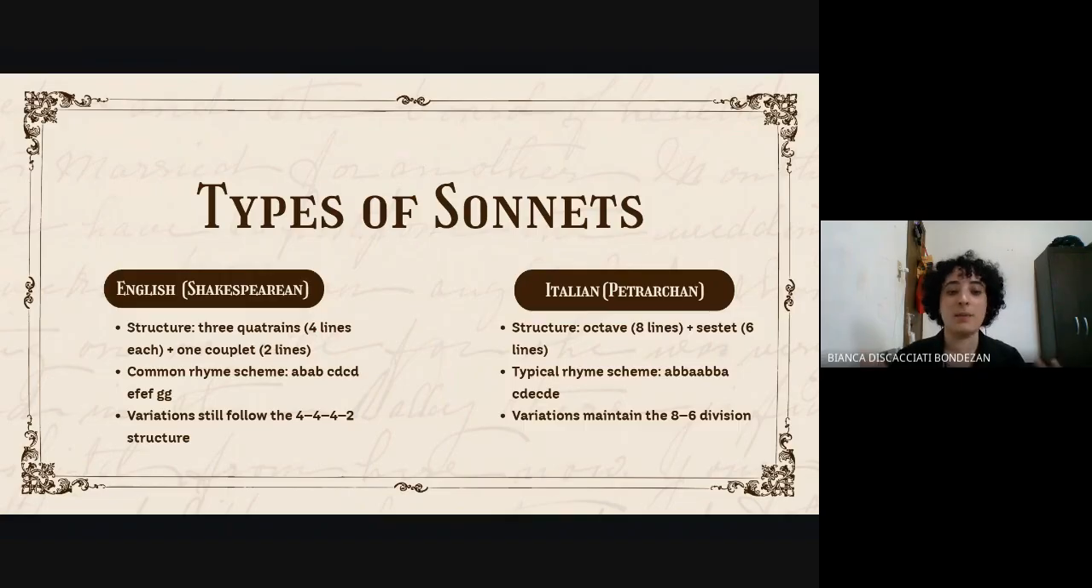And the common rhyme scheme is A B A B, C D C D, E F E F, G G, and some variations still follow the 4 4 4 2 structure. And the Italian has a different structure. It's an octave, so 8 lines, and then a sestet, 6 lines. Typically, the rhyme scheme is A B B A A B B A, C D E C D E. And today I am going to be talking about Shakespearean or English sonnets.